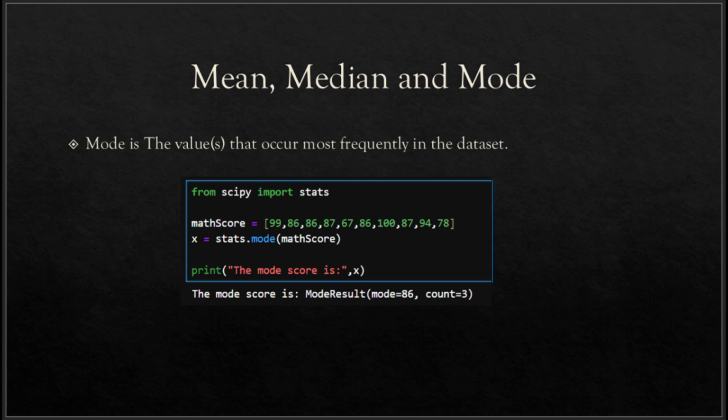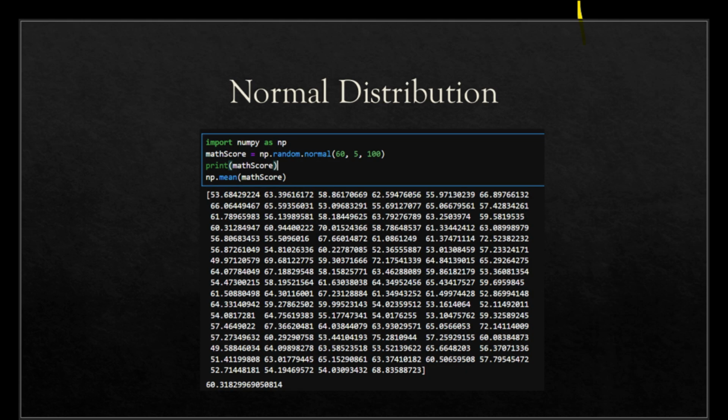In real world, we deal with huge sets of data. One way to mimic such large set of data is to use random number generator. In the example, we have created a math score of 100 students with a mean value of 60 and a standard deviation of 5. As expected, the calculated mean is 60.31, which is close to 60.